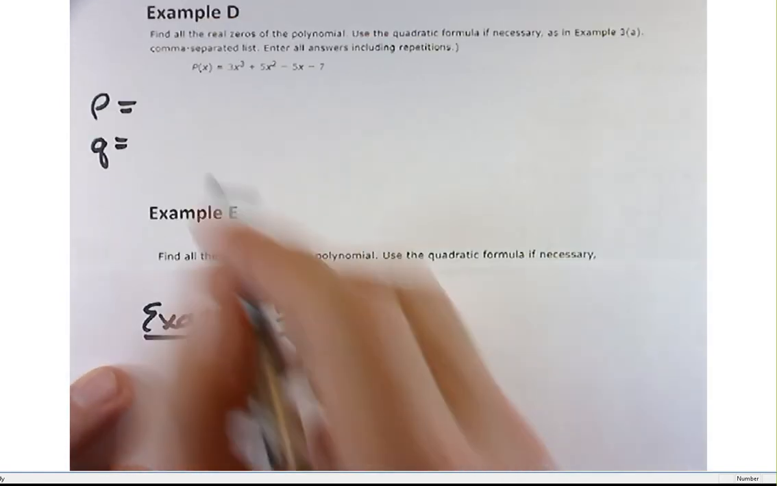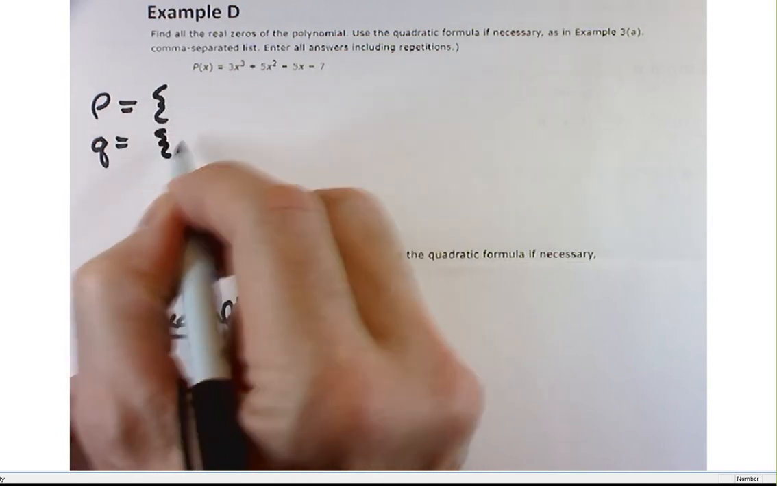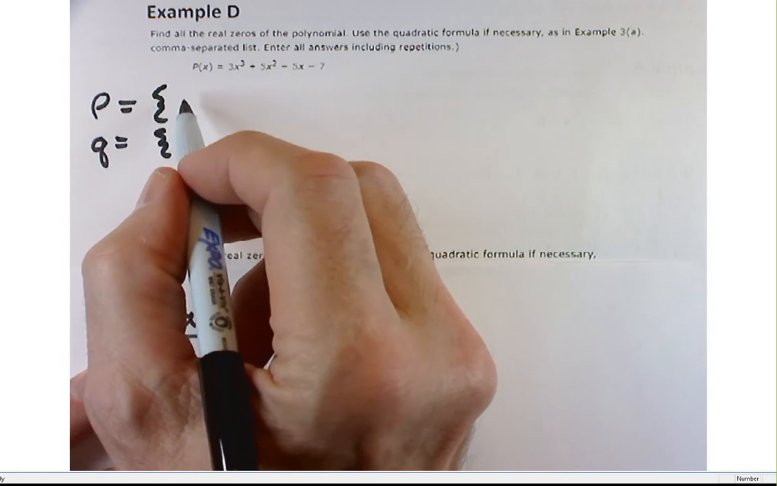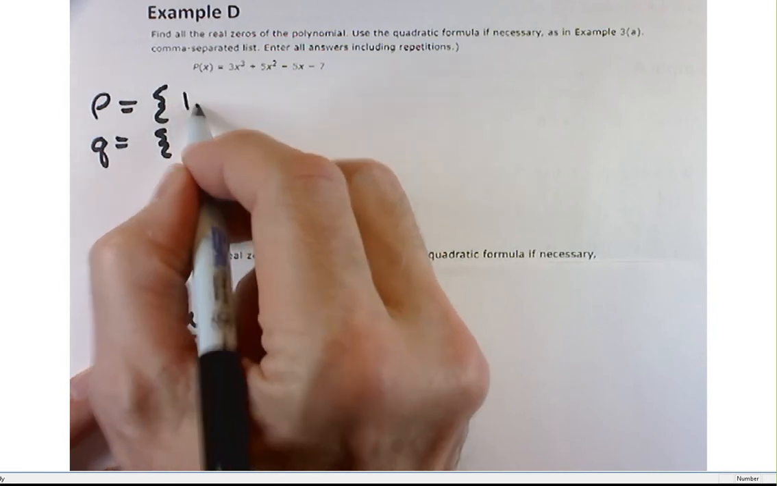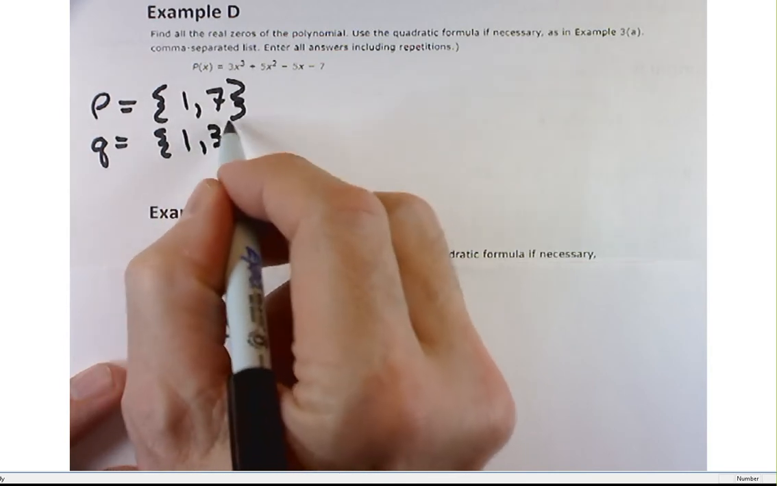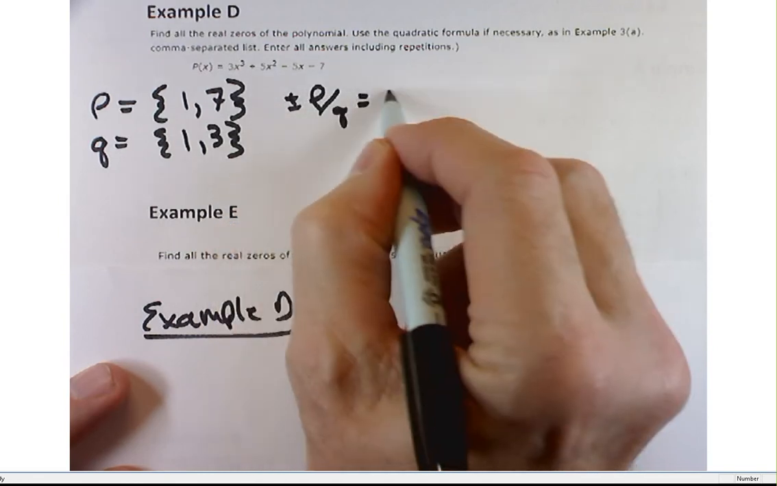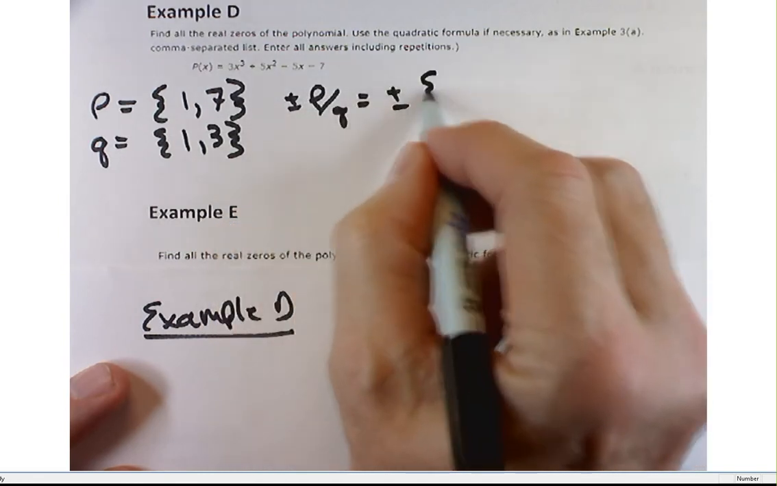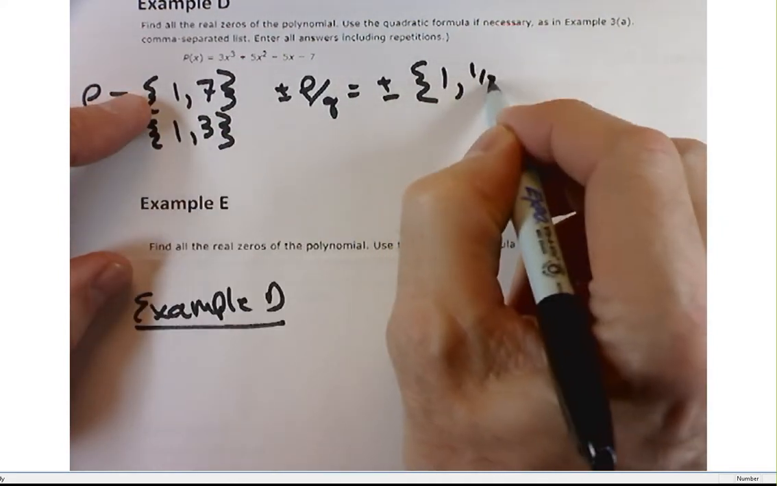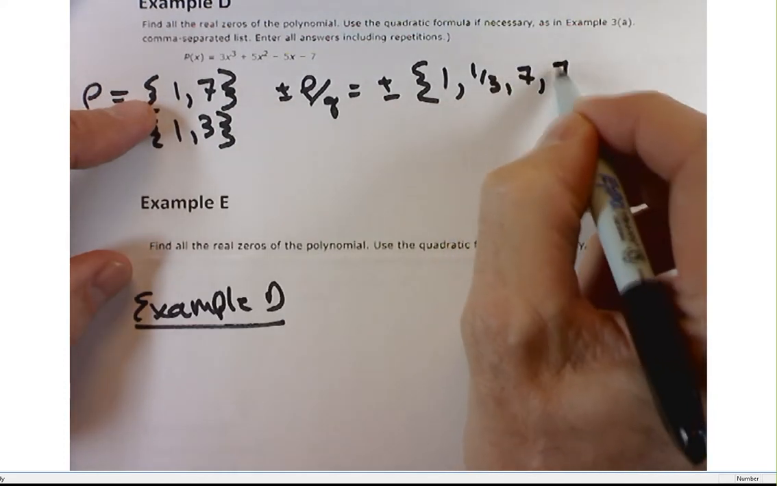Okay, so the factors of P and Q are kind of a small set, because both of these are prime numbers. What are our choices for P? 1 and 7. And Q has choices of 1 and 3. If you do plus or minus P over Q, that's going to be plus or minus this set: 1 over 1 is 1, 1 over 3, and then 7 over 1, and then 7 over 3.